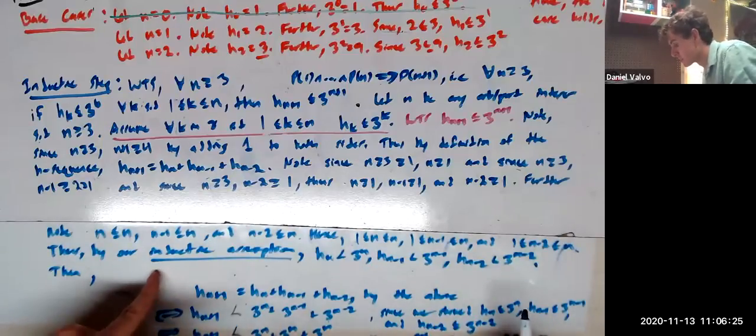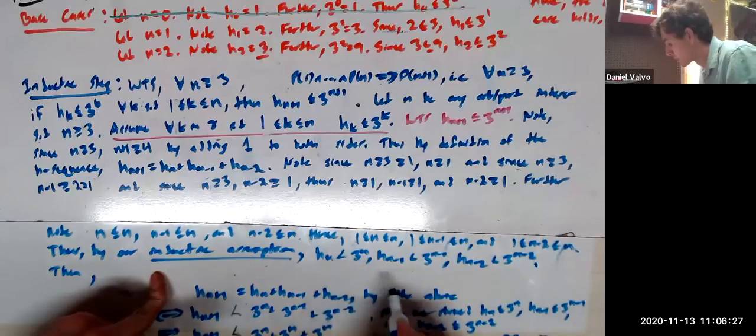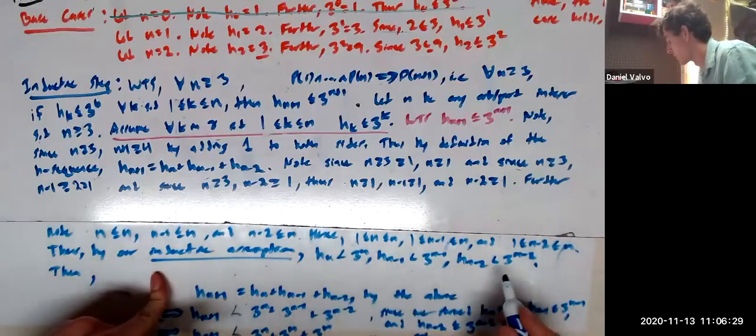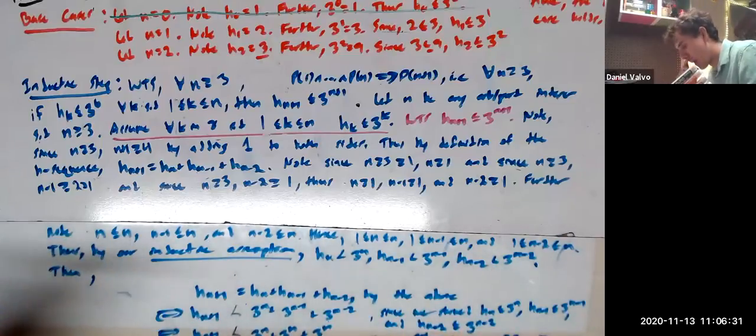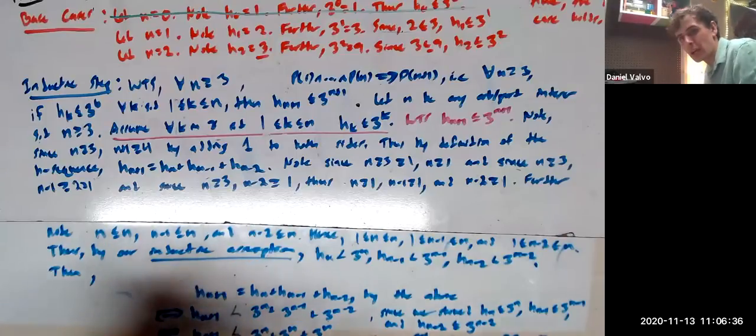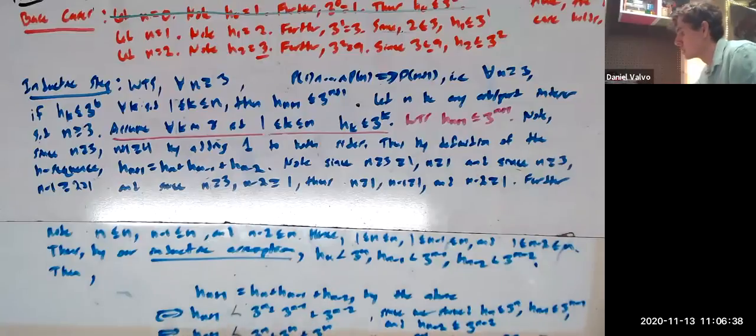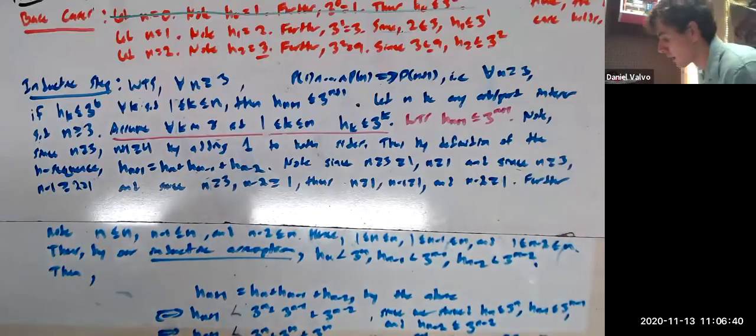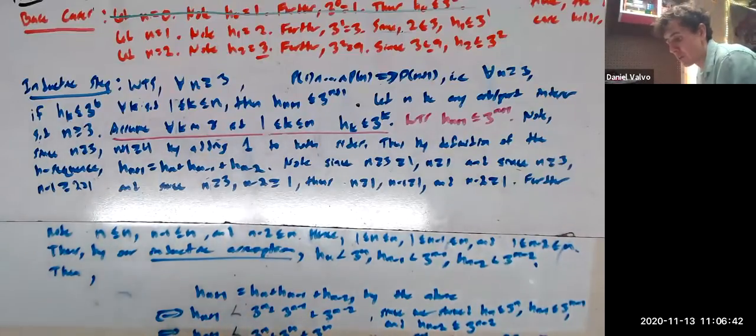Thus, by our inductive assumption, h(n) is less than 3 to the n, h(n minus 1) is less than 3 to the n minus 1, h(n minus 2) is less than 3 to the n minus 2. And then we can change all those to less than signs and everything works out. So you can think about that. I'm not going to go too deep into that anymore, but the point is just be careful. You have to make your n big enough for everything to work out.